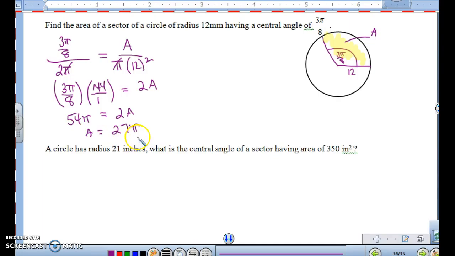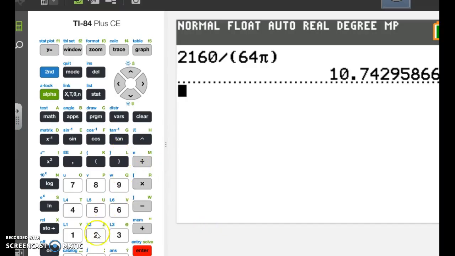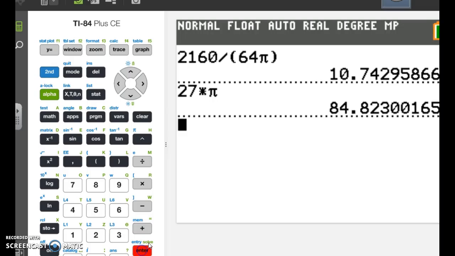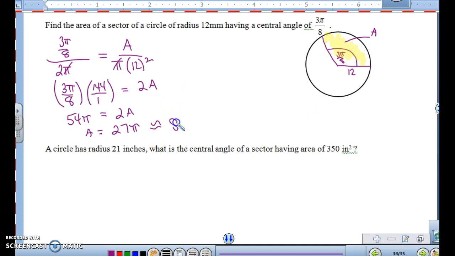So 27 pi, or excuse me, millimeters squared. So if we want to change this and figure out what it is, you take 27 and multiply it by pi. And you get 84.82 square millimeters is your area.